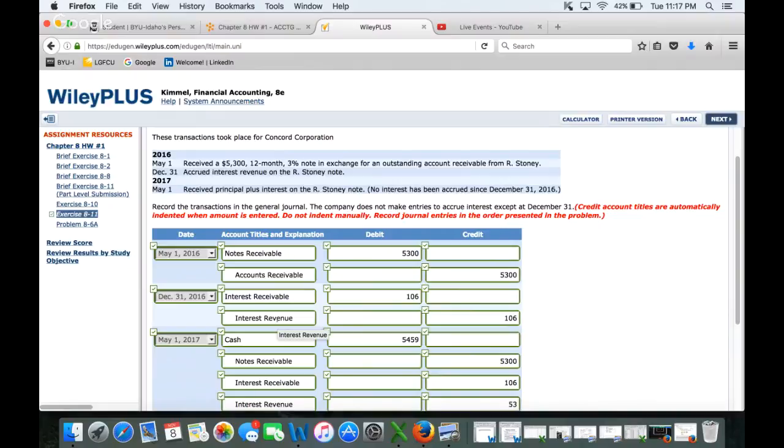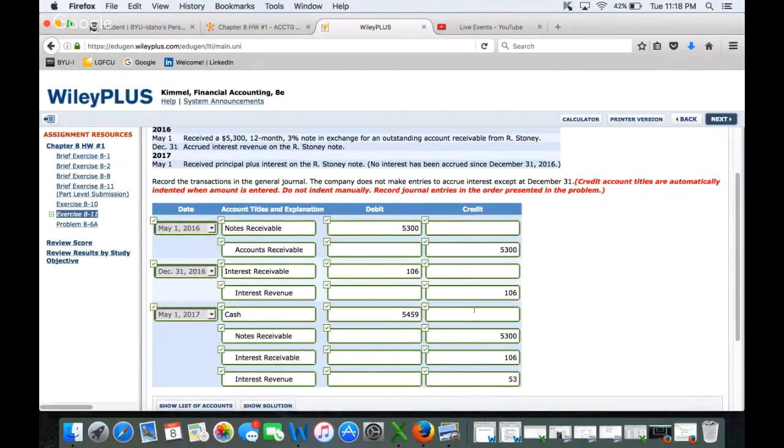And so the formula it gives you to work on that is you take the original $5,300 principal and you multiply it by the percent, which would just go on your calculator as 0.03, and then you times it again by the amount of months out of 12. And so it would go in your calculator as 5,300 times 0.03, and then you times it again by 8 over 12, since it's only 8 of the 12-month period up to December 31st, and it'll give you a total of 106. And so that'll go on their books there.